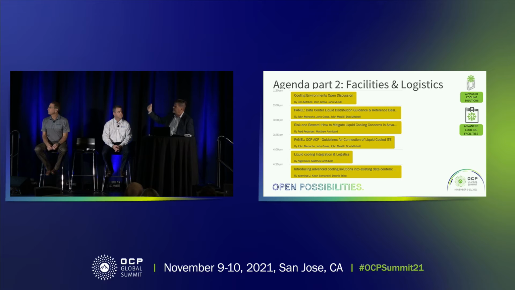So appreciate that. Going forth on what we're going to be talking about this afternoon, our discussions here are going to flow into a panel discussion on liquid distribution guidance and best practices. We're going to have a panel discussion on risk and reward, how to mitigate liquid cooling concerns. We're going to have another discussion on guidelines for standardization of liquid-cooled ITE. Then we're going to have a discussion on how do you actually get liquid-cooled IT in and out of the data center. All these are facilities-related discussions.